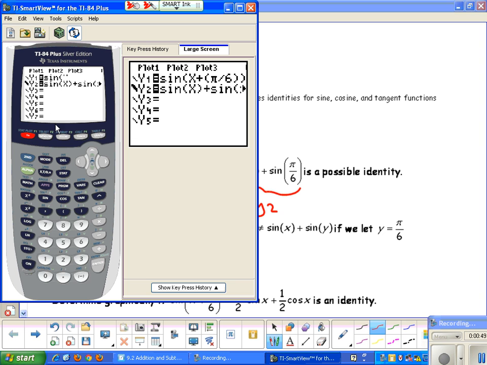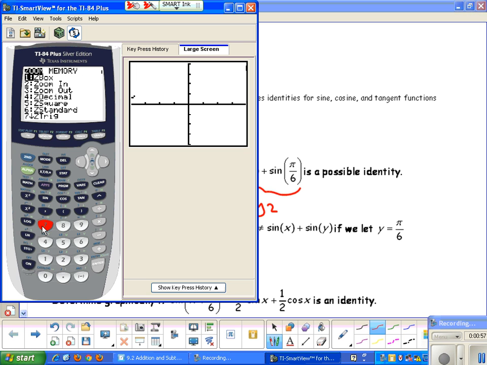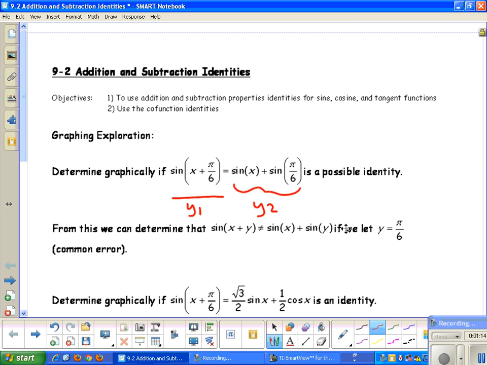Notice that I made y2 a little bit thicker of a line, so when I graphed it I could see if it's on top of each other, if it is an identity. And then of course I like to hit zoom 7 for a nice trig window. So here's my first graph and my second graph equation, and because they're not exactly the same, and I know I plugged in correctly into my calculator, I know that this is not a possible identity. So if I go over here, I'm going to say it's not an identity.